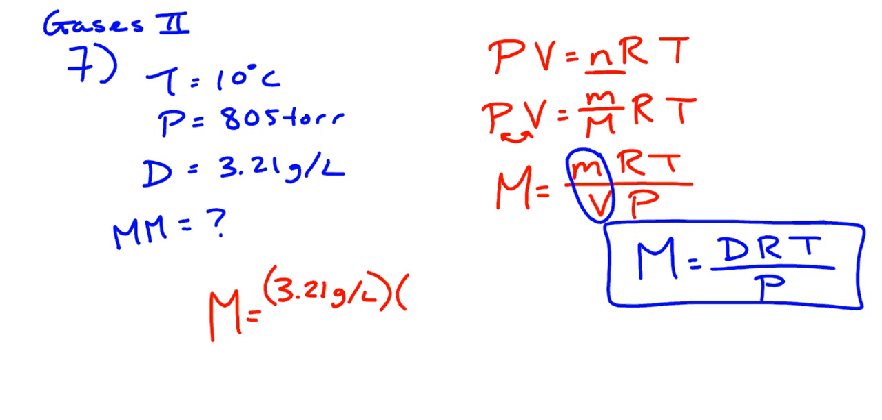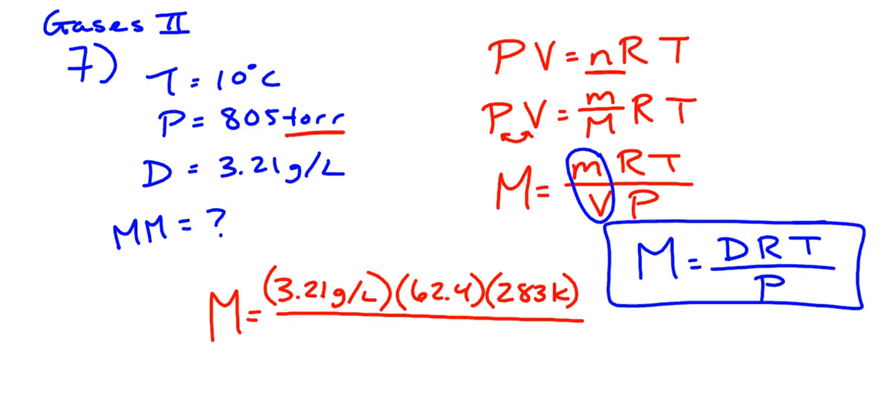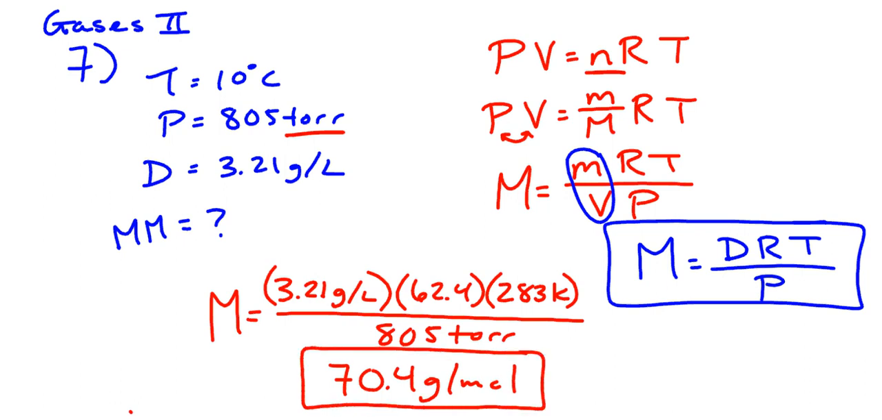that's my density. My R value needs to match up again with my P, so I have torr. So I'm going to do 62.4. My temperature is 10, so plus 273, 283, and then my pressure is 805 torr. I calculate that out, and I get 70.4 grams per mole. It asks what element is that.